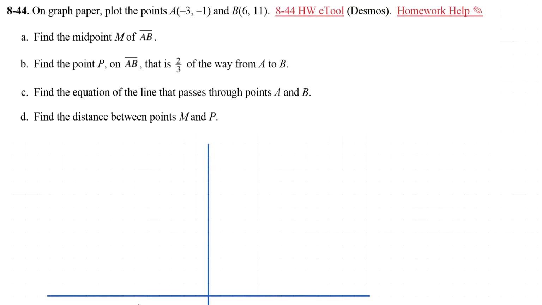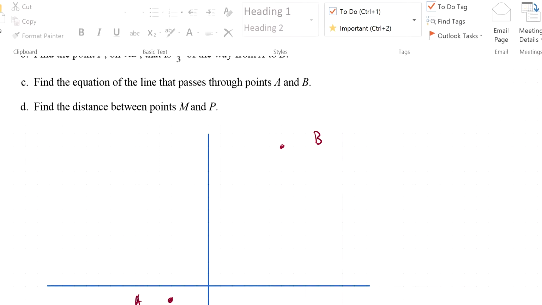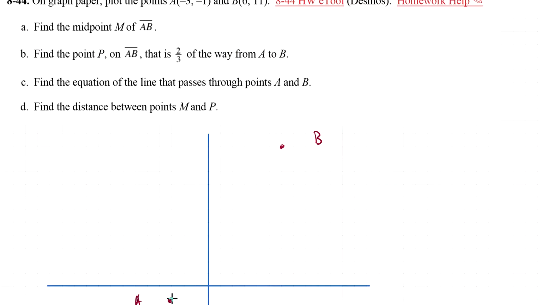And then we want to plot B, which is going to be 1, 2, 3, 4, 5, 6, and 2, 3, 4, 5, 6, 7, 8, 9, 10, 11. And so this is B. And let's see here. Let's put in a line. And there's my line. All right.